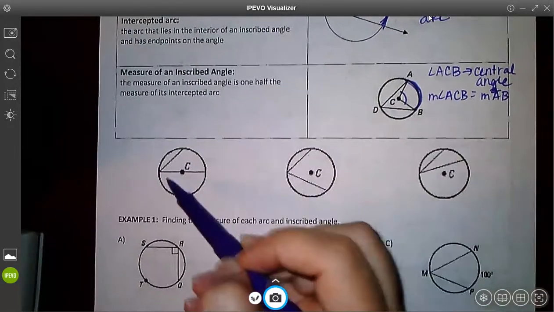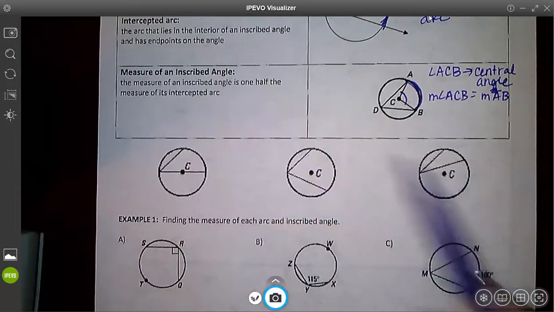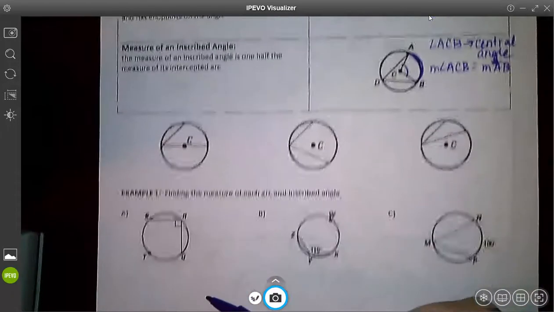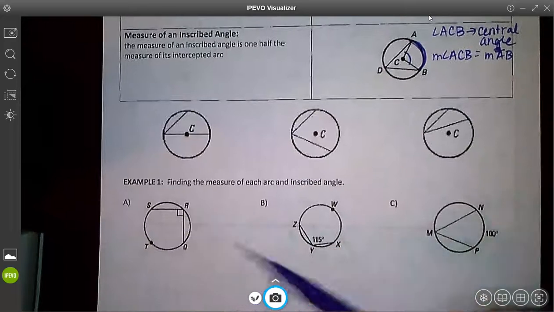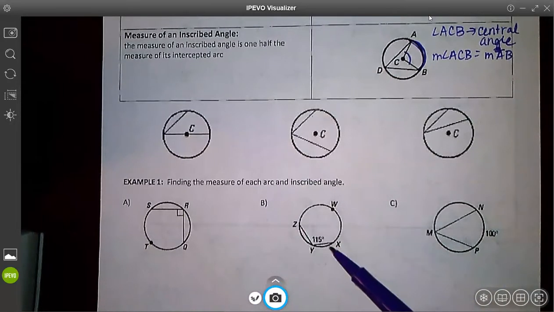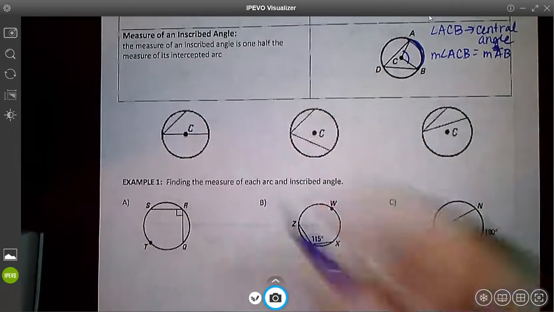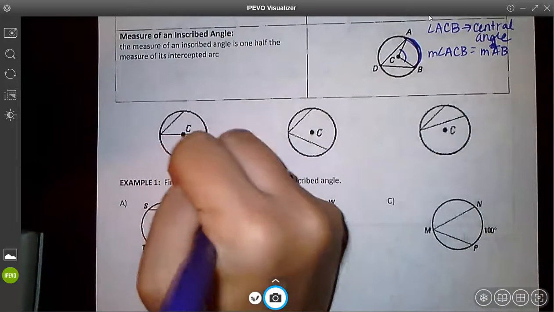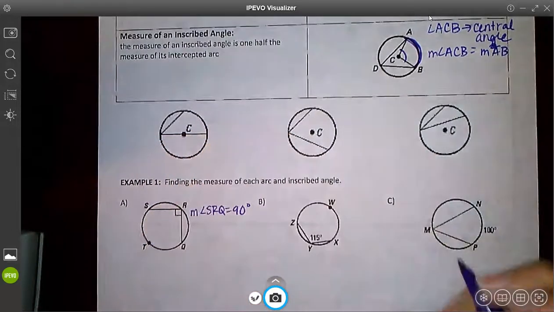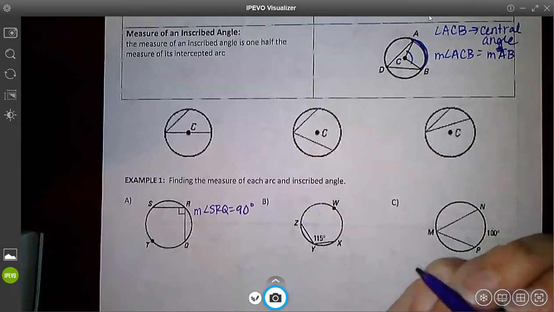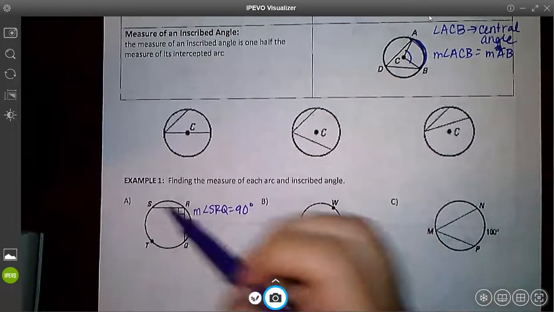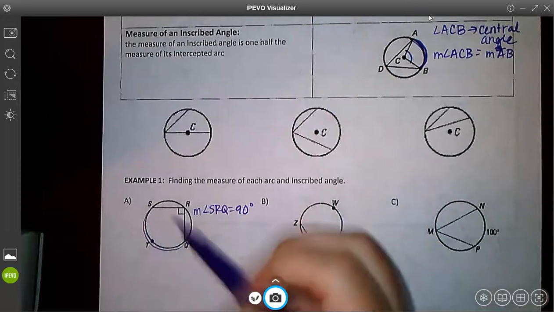So this is a diameter, it's the diameter there, this one is not, and this one is not. Let's look here. It gives you that this is a right angle. Find the measure of each arc and inscribed angle. So that's a 90-degree angle. The measure of angle SRQ is 90 degrees because it's marked so that it tells you it's a right angle. So half the measure of the arc is equal to your angle.